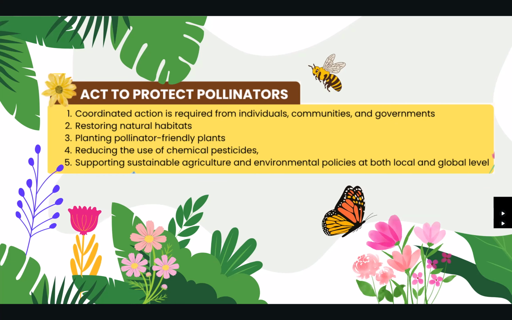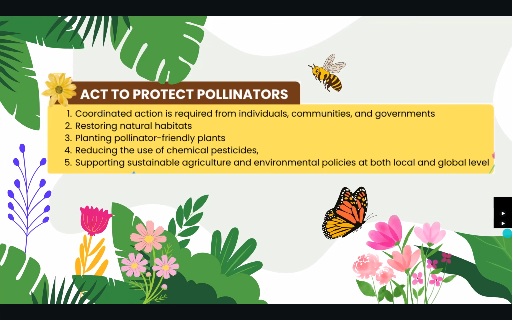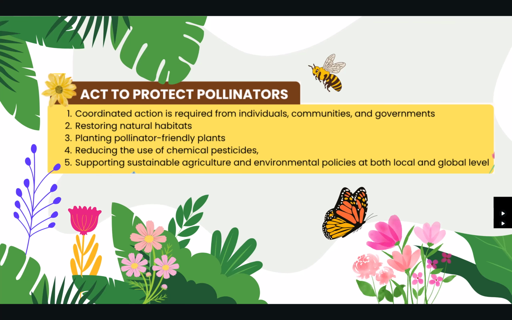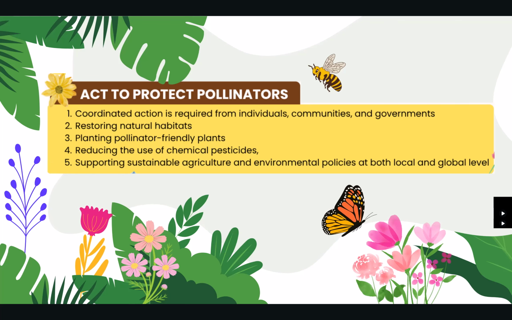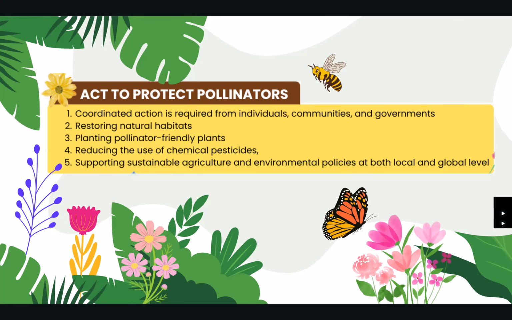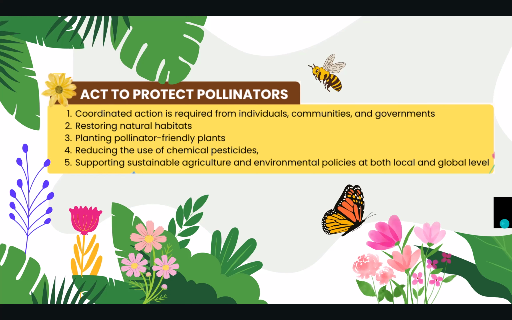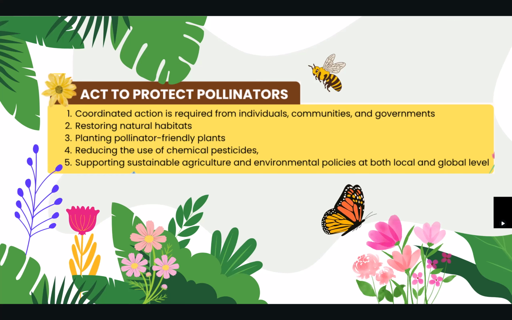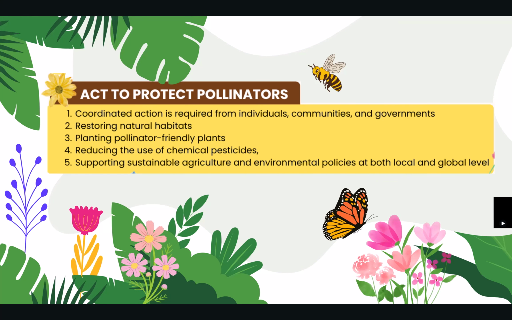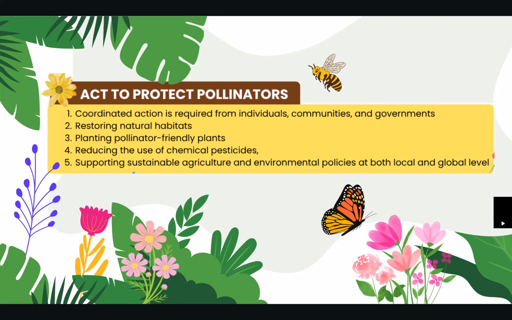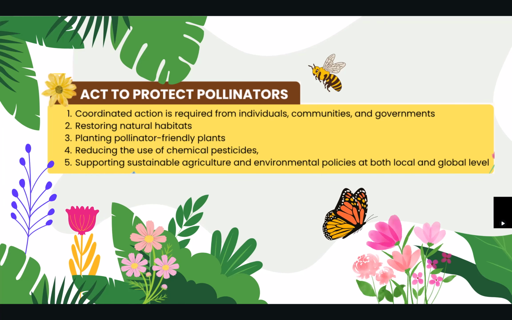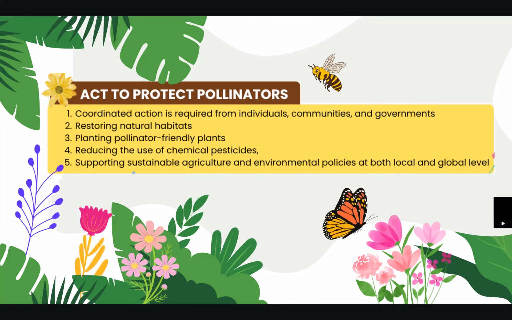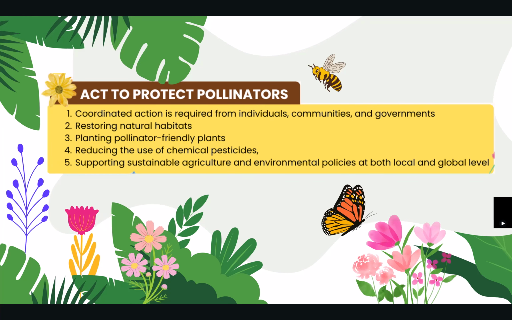Pollination and fertilization are not just scientific terms. They are lifelines that connect every corner of our planet. Protecting pollinators is a shared responsibility. Individuals, communities, and governments must work together to protect pollinators by restoring natural habitats, planting pollinator-friendly plants, reducing the use of chemical pesticides, and supporting sustainable agricultural and environmental policies at both local and global levels.